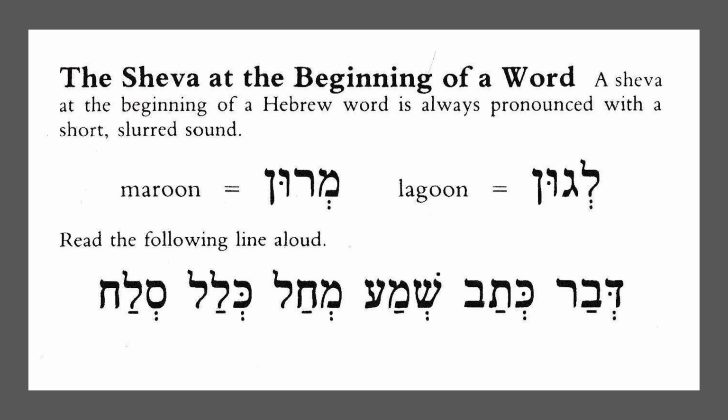Okay, so we have davar, katav, shema, machal, klal, and slach. Those are the words across there. If you need to, you can stop the video and look at it again, but otherwise, let's go on.